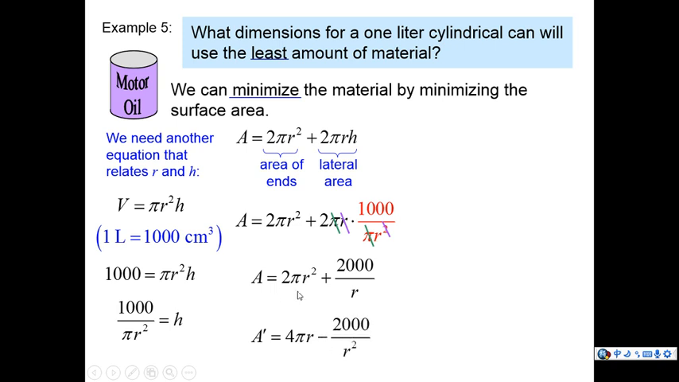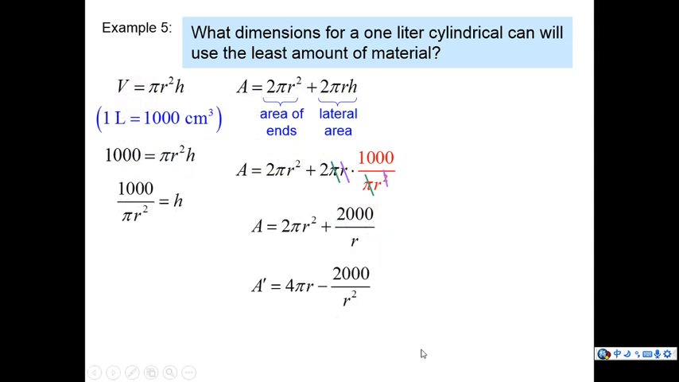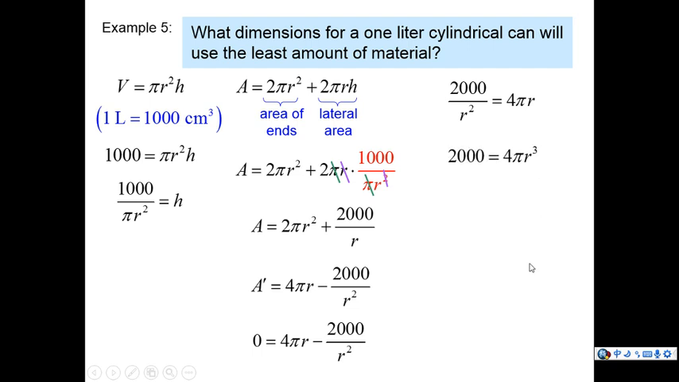Now take the derivative. For 2 pi r squared, using the power rule, we get 4 pi r. And then using the quotient rule, or you can convert that to a product and use the product rule, we get negative 2,000 over r squared. Now we want to set the first derivative equal to 0, and then solve for r. We can use that as a proportion: 2,000 over r squared equals 4 pi r. Cross multiply, and we got 2,000 equals 4 pi r cubed. Then solve for r.